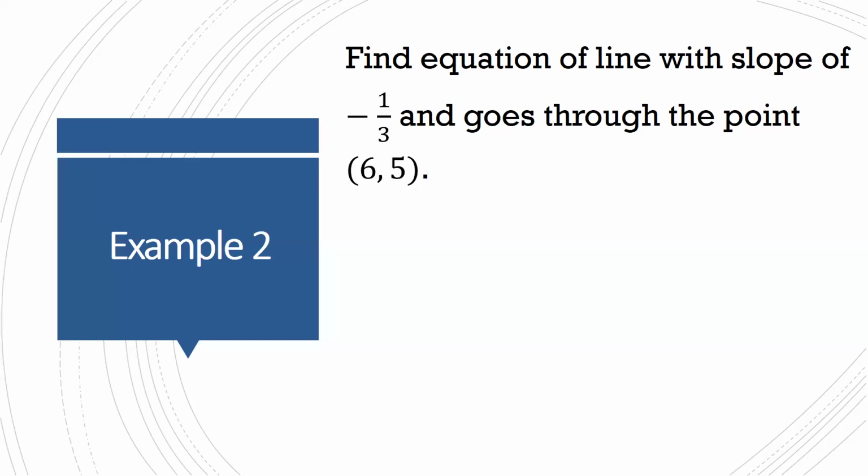Let's look at a second example. It says find the equation of a line with slope of negative 1/3 and the line goes through point (6, 5). So this one, we're given the slope and a point on the line, but the point on the line is obviously not the y-intercept.